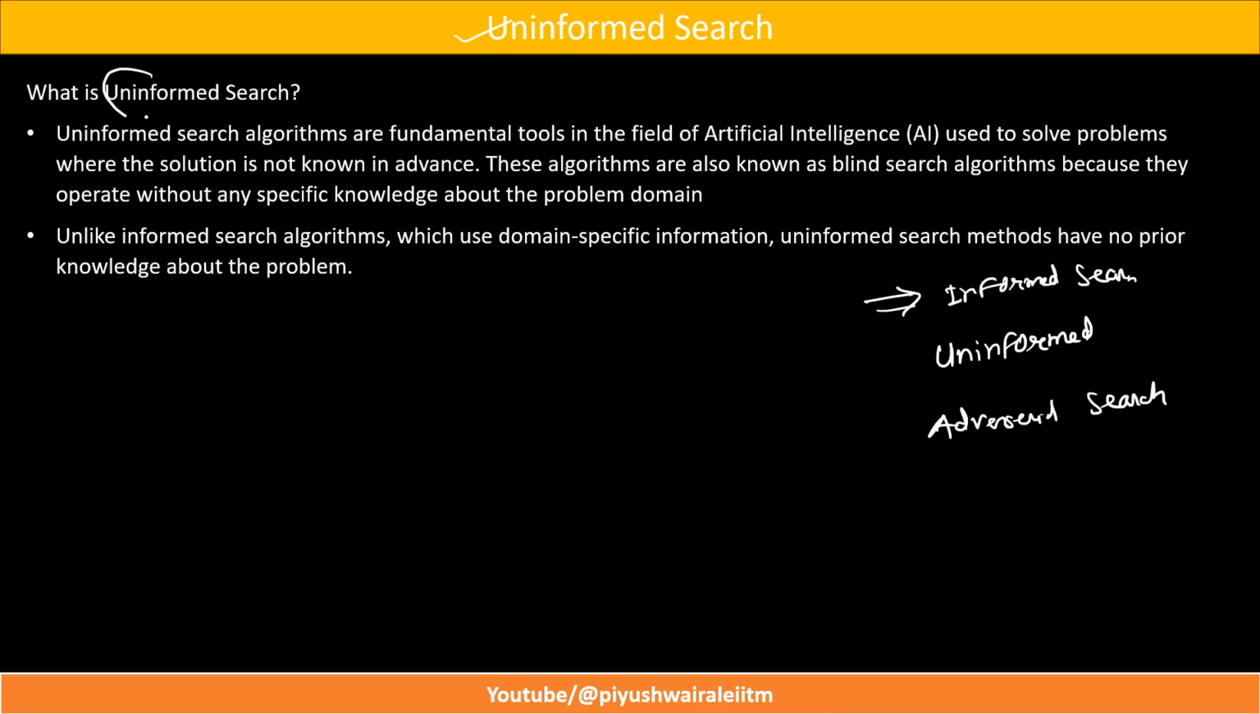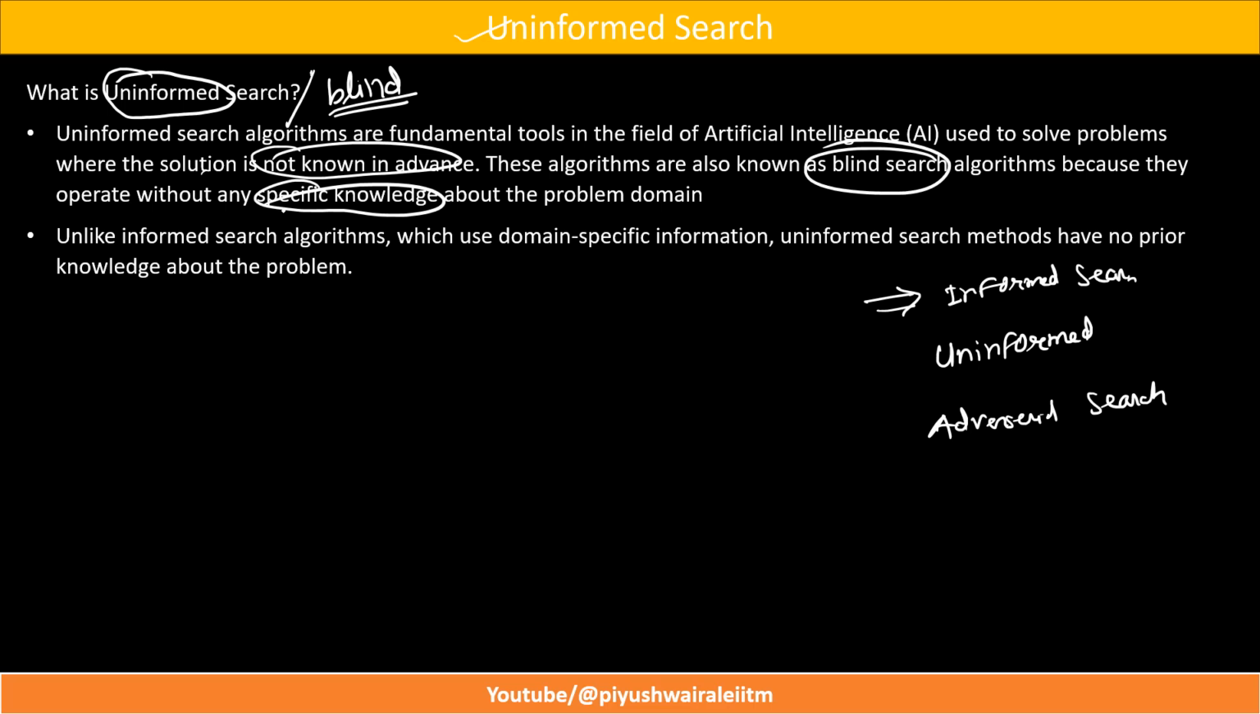As the name suggests, it's uninformed. Basically, it's an algorithm used to solve problems where the solution is not known in advance. These algorithms are also known as blind search algorithms. Please remember this: uninformed search is also known as blind search, because they operate without any specific knowledge about the problem domain.